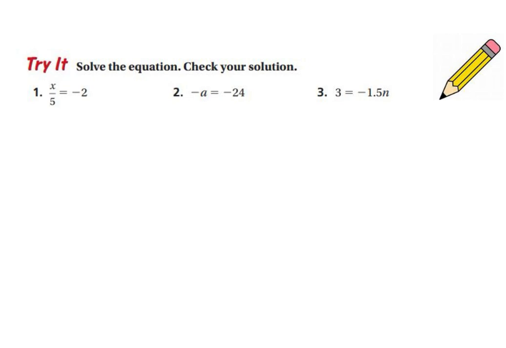Now it's your turn. Please solve the equation. When you're ready, push play, and I'll talk you through these steps.